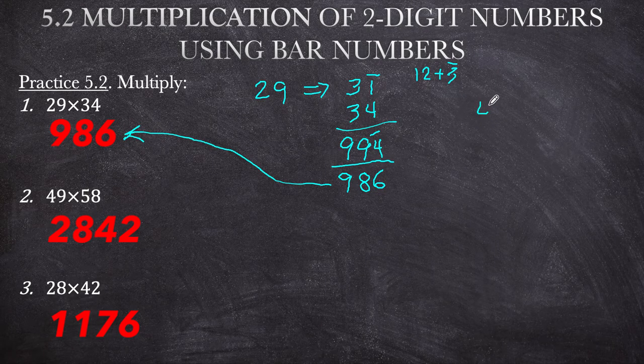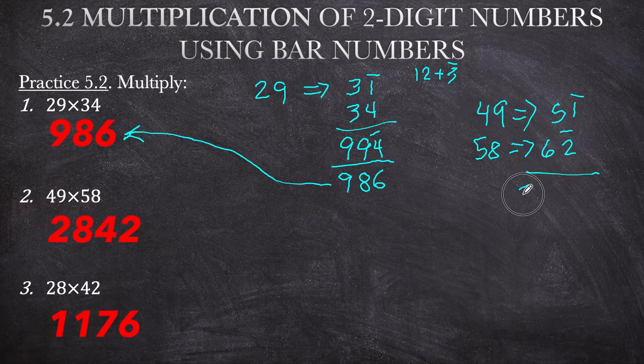Number 2, we have 49 times 58. Let's convert them into bar digits or bar numbers. This becomes 5 bar 1. This becomes 6 bar 2. Hence, 5 times 6 is 30. 5 times bar 2 is bar 10, plus 6 times bar 1 is bar 6. Adding them will give us bar 16. So bar 1 would be here, and bar 6 would be here. And bar 2 times bar 1 is going to give us positive 2.